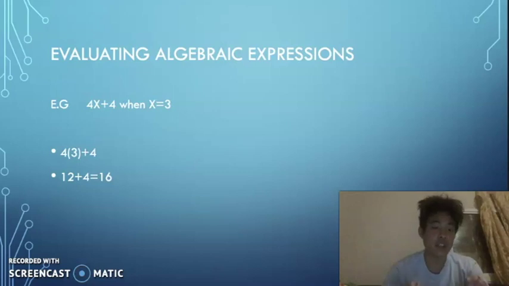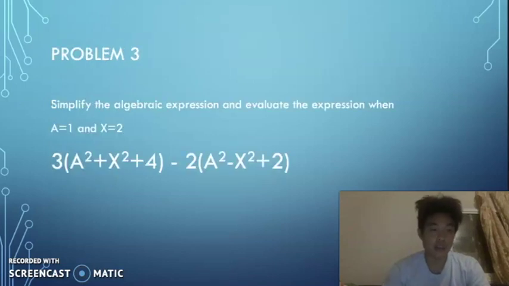Please rewatch this section of the video because I understand that it can be a little confusing. But if you understand, let's move on to the next problem. So we have another problem similar to the last one. I want you to simplify the algebraic expression, and then we want to do the new piece, which is evaluating the expression when a equals 1 and x equals 2. So remember, for this, what you want to do is first simplify and then make a equal to 1 and x equal to 2. I'll give you some time to figure out this problem.